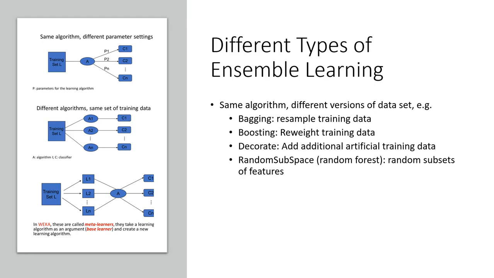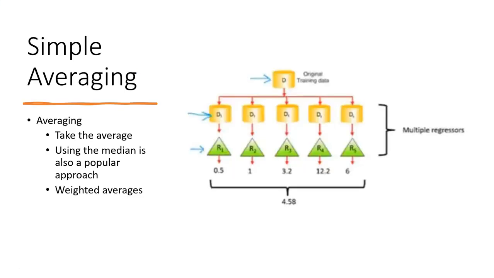And so when we are looking at our different types of ensemble learning, once again, we have bagging, boosting, we have decorate, and we also have random subspace or random forest. So most of these might be fairly familiar to you right now, but we're going to talk about them anyways, regardless of your level of familiarity.